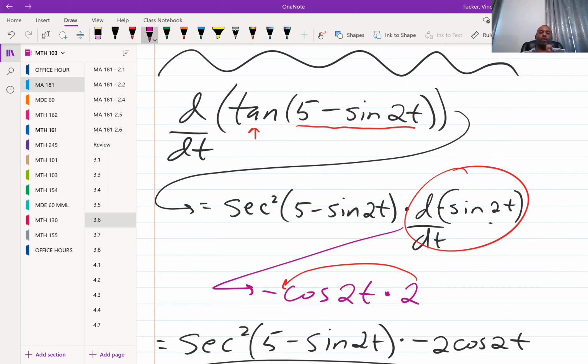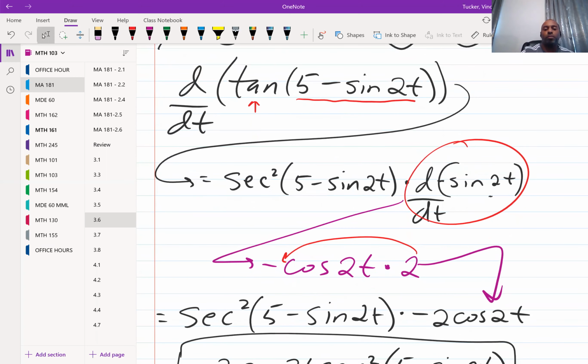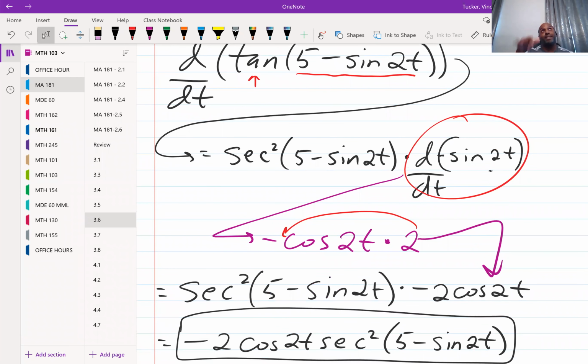So then looking at the derivative of sine 2t, because remember we had to take the derivative of the outside, which was tan, but then the derivative of the inside, which is 5 minus sine 2t. Once again, derivative of a constant is 0. So we're looking at the derivative of sine 2t. That is going to be cosine 2t. Then since it's 2t in there, you have to take the derivative of 2t, which is just 2. So that's what we're looking at right here, multiplied times 2 cosine 2t.